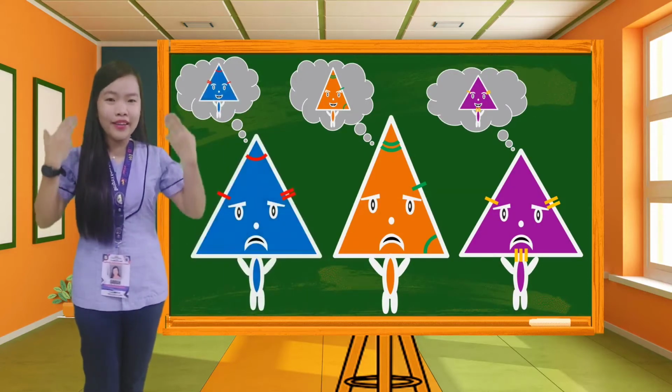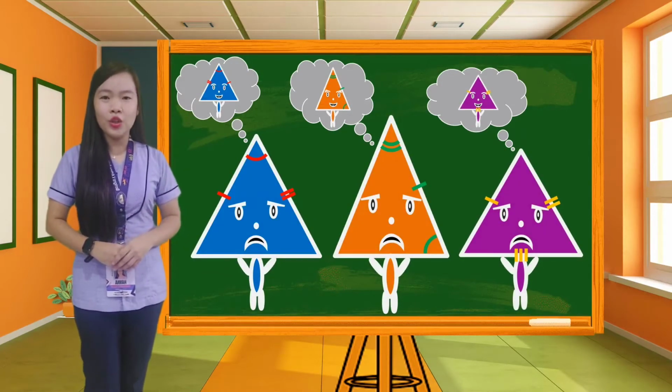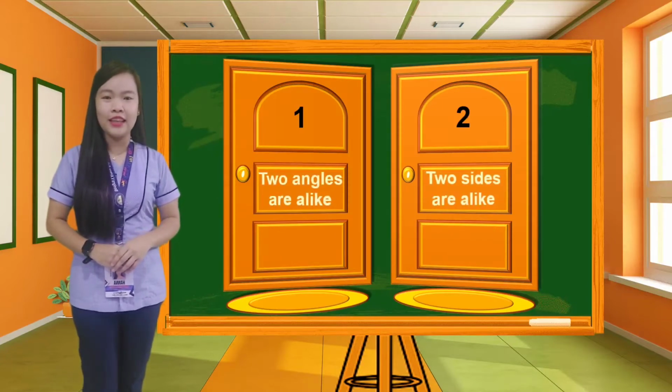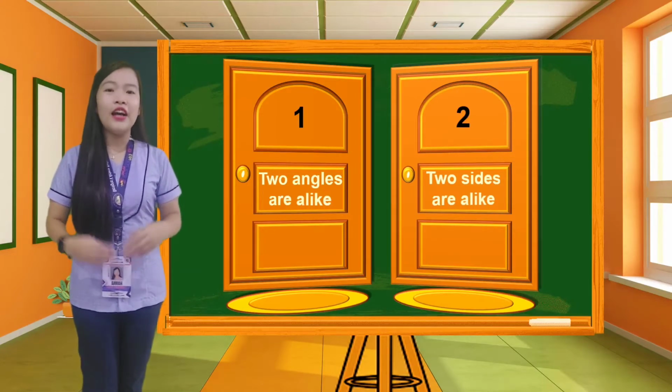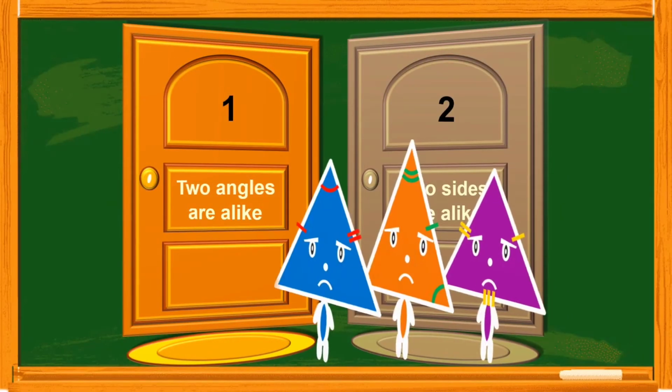Therefore, the marks on their physical appearance are alike. So each door has a specific physical characteristic written on it. And it will only open for the twin who possess this characteristic. Are you now ready to help? Come on! The three are now in front of the first door, with two angles are alike written on it. Who do you think among the three twins possess this characteristic?